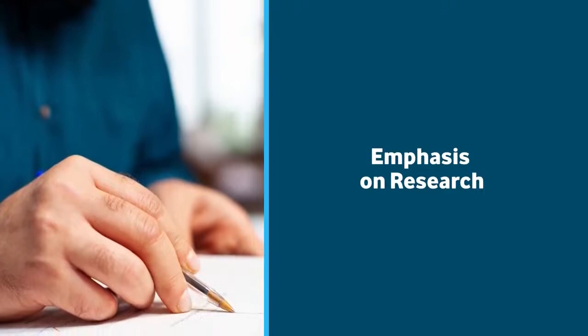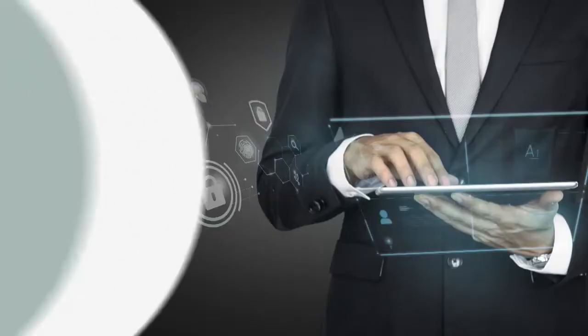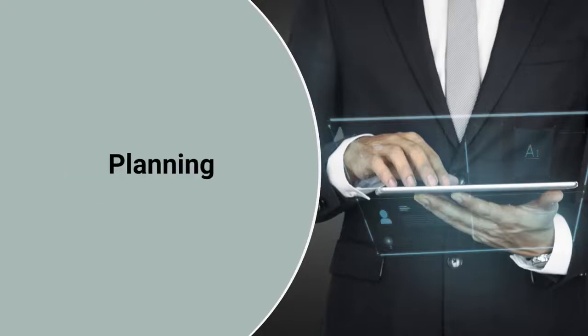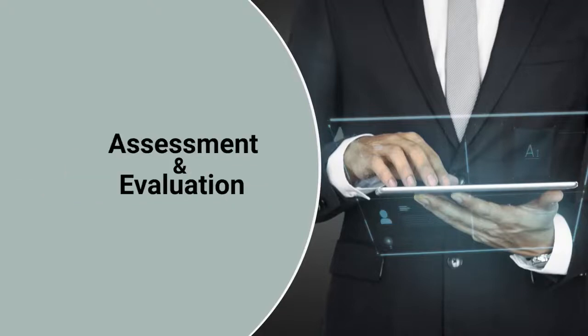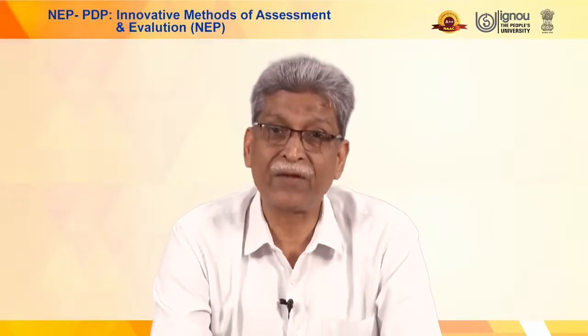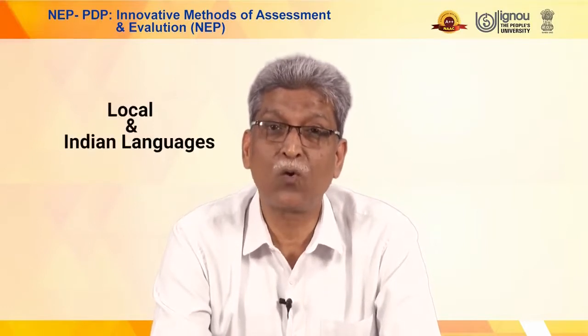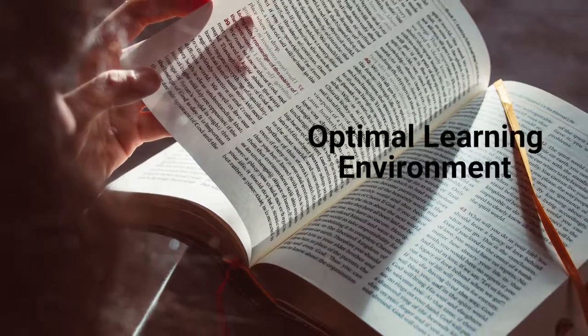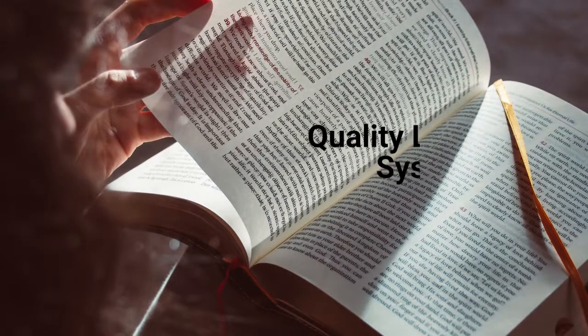The policy gives a lot of emphasis on research and talks about a National Research Foundation. The policy talks about use of technology in the teaching learning process, in planning, in governance, in assessment and evaluation. It talks about Indian knowledge system, Indian language system, and medium of instruction in local and Indian languages. And more importantly, it talks about an optimal learning environment or quality learning system.